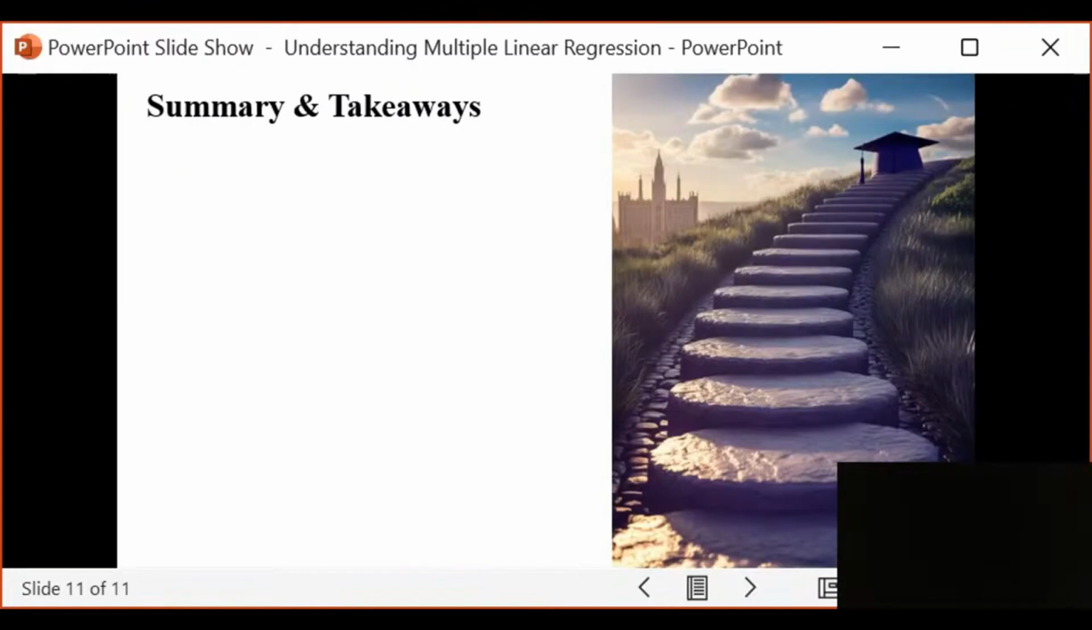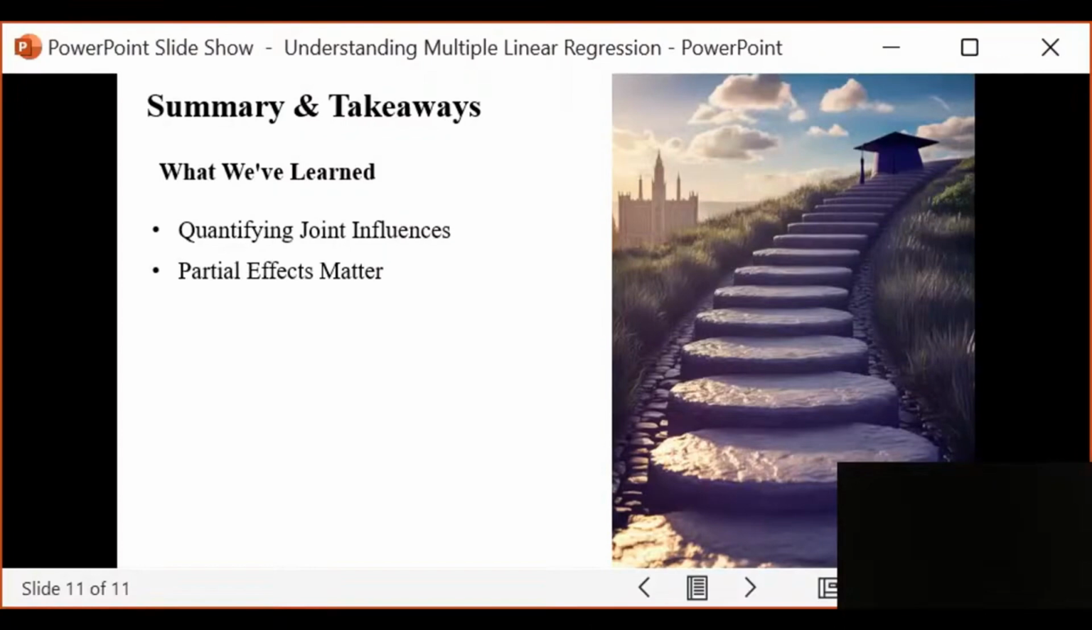And as we wrap up this presentation on multiple linear regression, let's reflect on the key takeaways from today's session. So number one, quantifying joint influences. Regression allows us to examine how several variables work together to explain an outcome. Instead of focusing on one factor at a time, it helps us see the combined effects of multiple predictors.